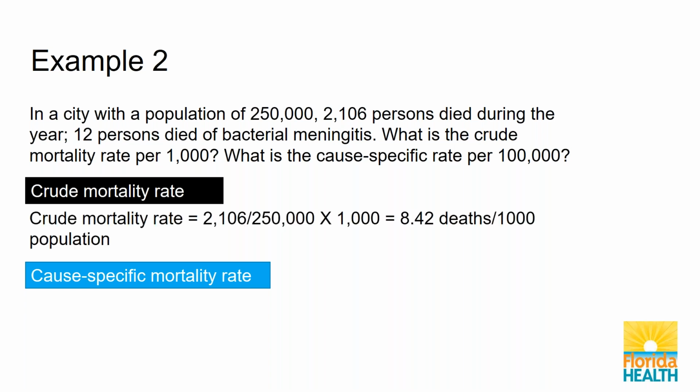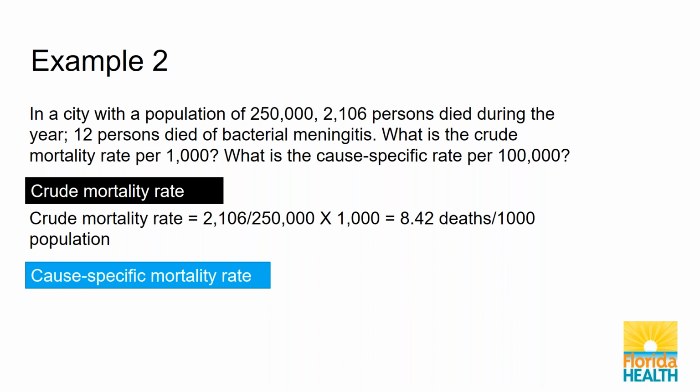Okay, very good. So that is correct. We're using the 1,000 value because it's the whole enchilada. We're doing everything. So our crude mortality rate is 2,106 divided by 250,000 times 1,000.